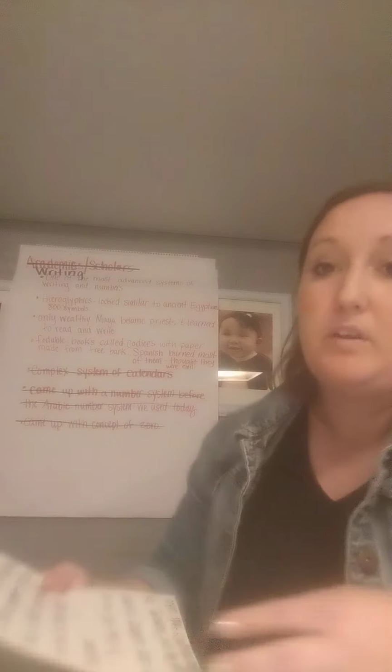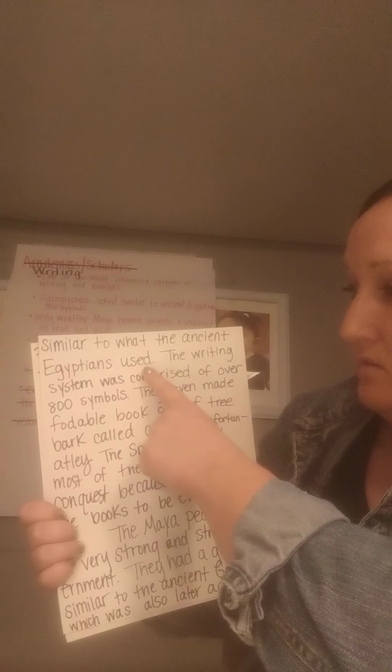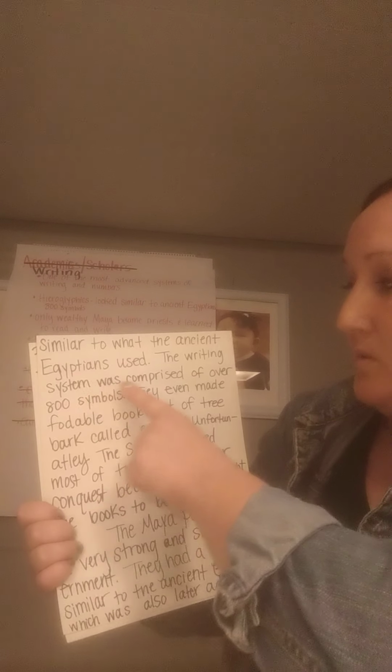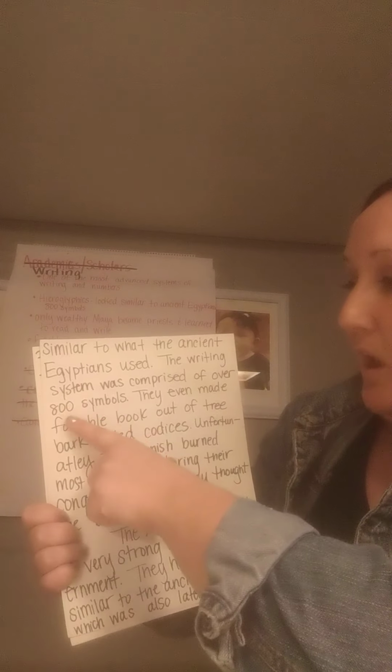That looked similar to what the ancient Egyptians used. The writing was comprised of over 800 symbols. Now this came straight from my notes. See the first two parts, I had that it was an advanced system of writing and numbers, and that second part was about the hieroglyphics. And I shortened it. I just said 800 symbols is all I wrote, but I turned these into sentences on my rough draft.